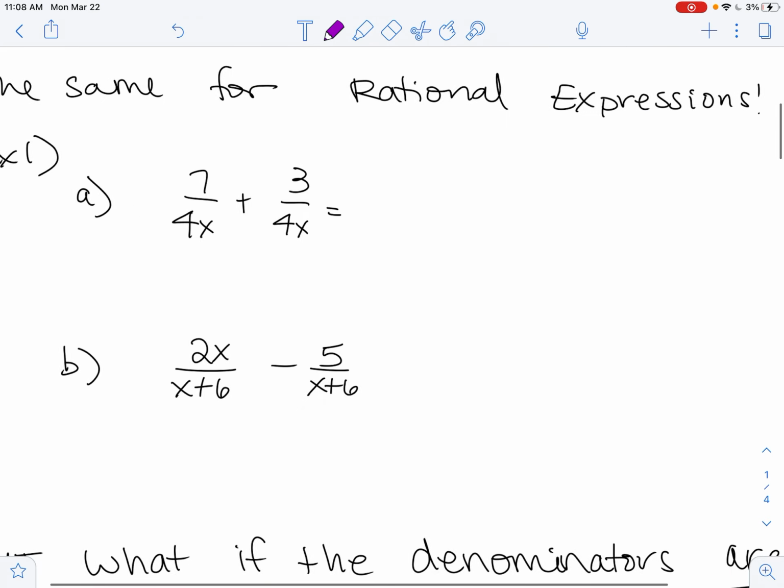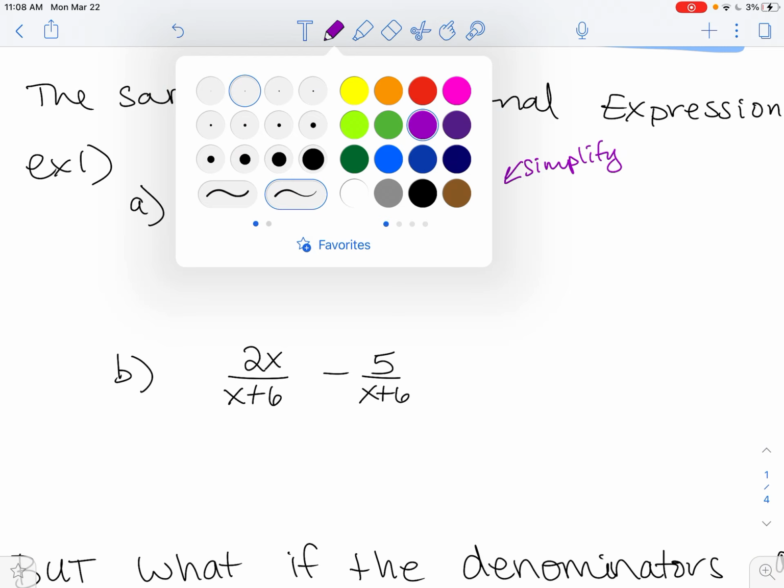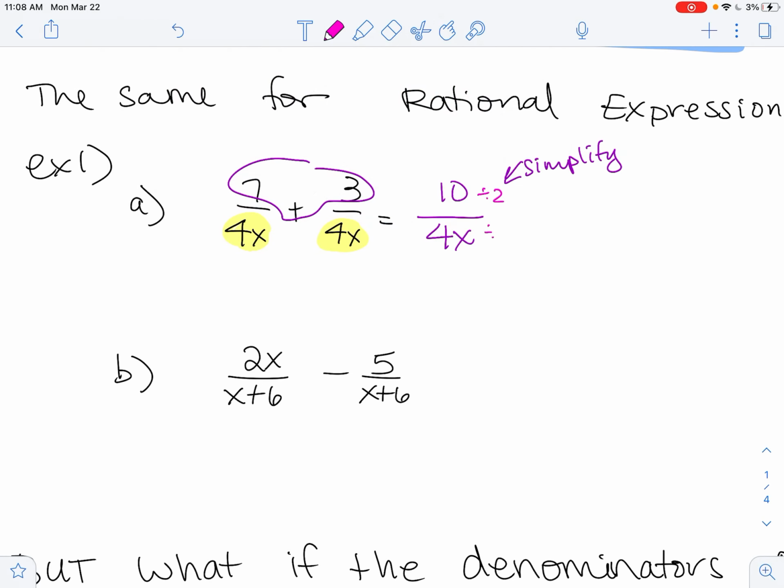Let's see if we use the same idea for rational expressions. So again, always when we're adding or subtracting, we have to make sure there's common denominators. That's not the case for multiplication and division. We have the same common denominator here, so we're good to go. And now we just look at the top. 7 plus 3 is 10. We need to simplify this. We can simplify by dividing both top and bottom by 2. And we end up with 5 on the top and 2x on the bottom, which is perfect.